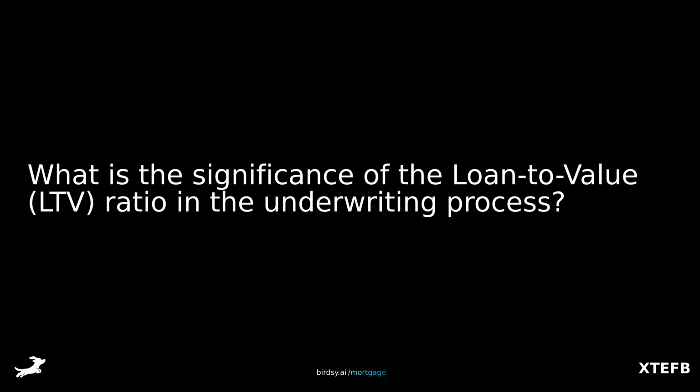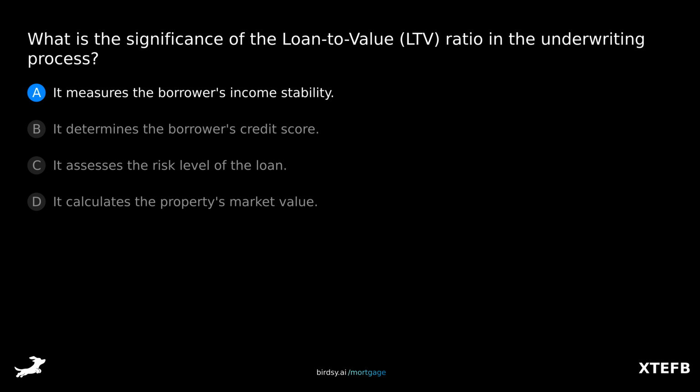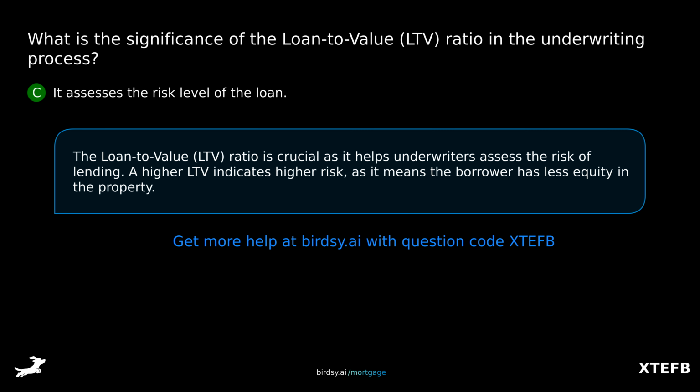What is the significance of the loan-to-value ratio in the underwriting process? Is it A, it measures the borrower's income stability, B, it determines the borrower's credit score, C, it assesses the risk level of the loan, or D, it calculates the property's market value? The answer is C, it assesses the risk level of the loan. The loan-to-value ratio is crucial as it helps underwriters assess the risk of lending. A higher LTV indicates higher risk, as it means the borrower has less equity in the property.